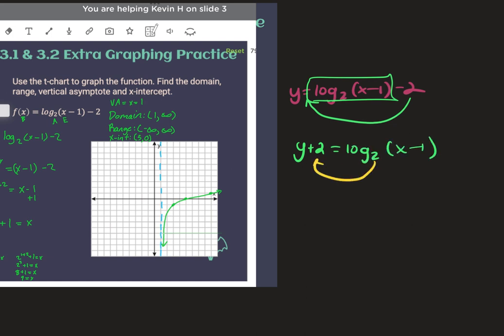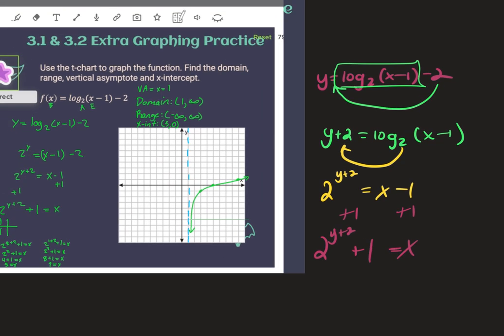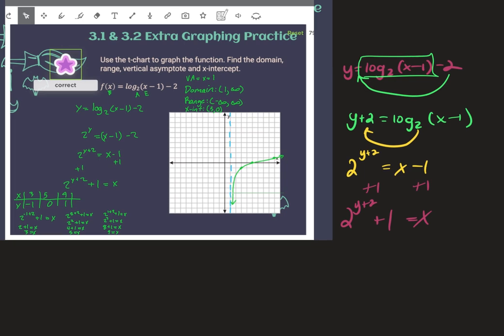Then the 2 picks this up, so 2 to the y plus 2 equals x minus 1. Then you add the 1, and I'd get 2 to the y plus 2 plus 1 equals x, and that's what you're plugging into. Your coordinate points should have been 3, -1, 5, 0, and 9, 1. You have a vertical asymptote based on this parentheses. X equals 1 is your vertical asymptote, which shifts your domain 1 to positive infinity.